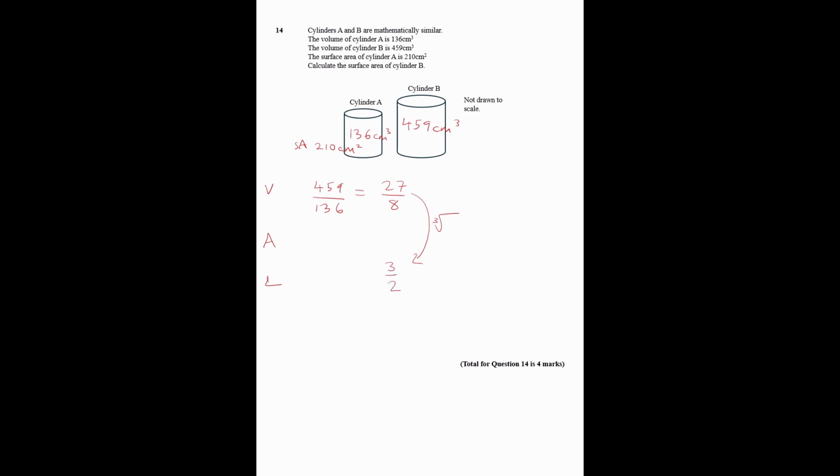And then to get the area scale factor, we need to square that. That gives us 9 over 4. So the area scale factor is 9 over 4. We need to multiply that by the surface area of cylinder A. So 9 over 4 times 210 gives us 472.5 centimeters squared.